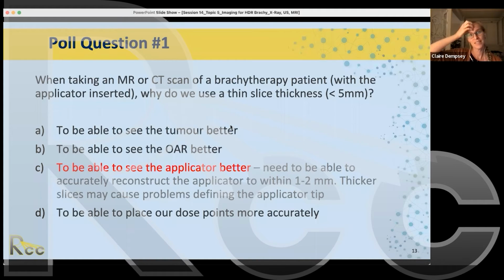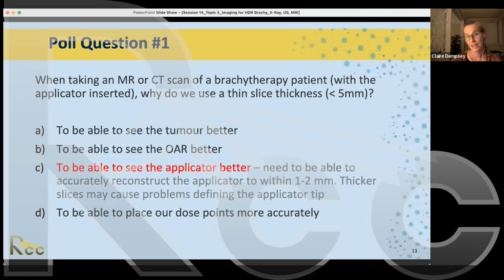Okay, so the answer to this question was C, to be able to see the applicator better. As I've mentioned before, we need to be able to reconstruct our applicator in our treatment planning system accurately to within 1 or 2 millimeters. With thicker slices, more than 5 millimeters, you'll have some inaccuracies in determining particularly where the applicator tip is. So that was the answer for that question.